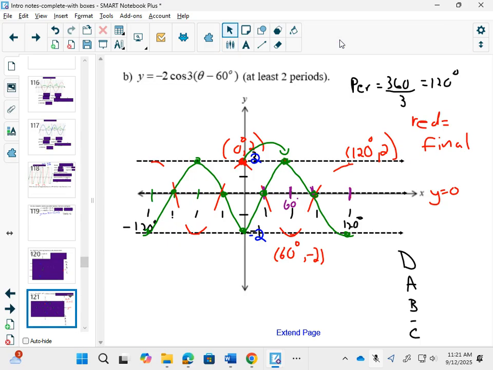And it says draw for at least 2 periods, so now I went from 0 to 120 and back to negative 120, and I have 2 periods graphed. We can use this same DABC strategy to help us if we're given a graph.